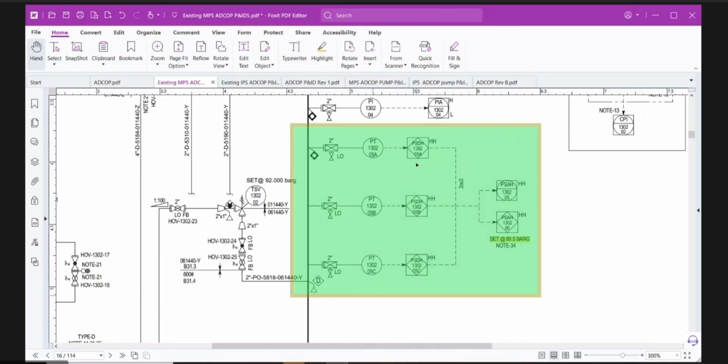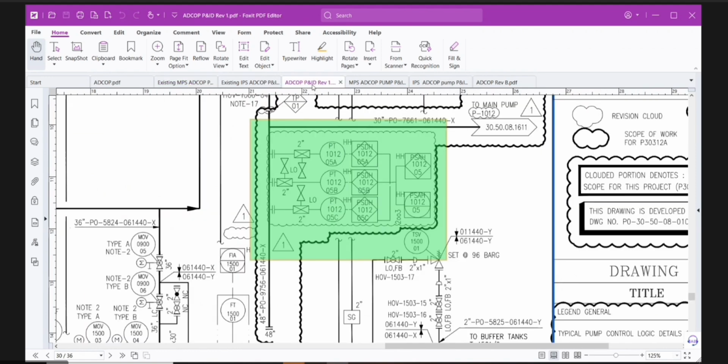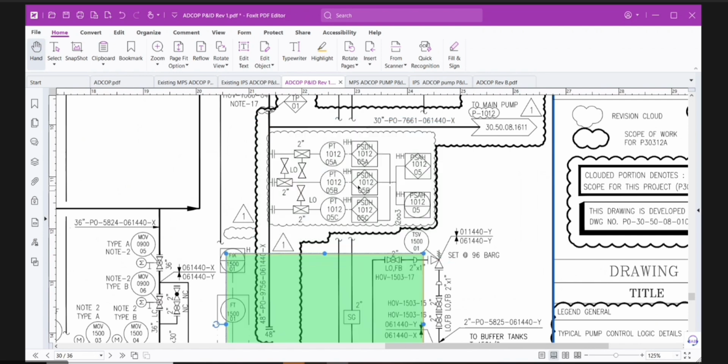It is voting 2 out of 3 in the discharge header. This is okay, existing one, okay? Okay, go for pump suction. Yes, for the upstream suction header, this is 2 out of 3 voting.